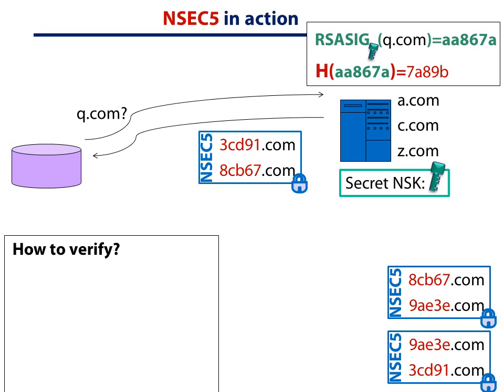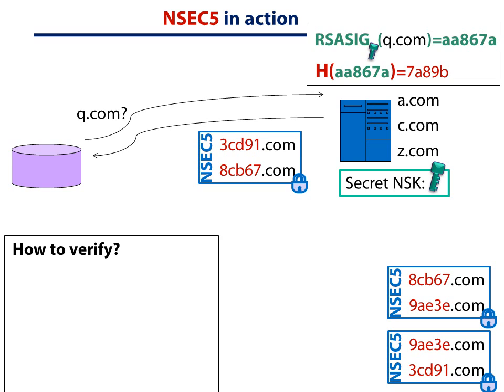And at this point, you should be very confused because it's not at all clear how the resolver should be able to verify this NSEC5 record. So how does this work? The problem is that with this NSEC5 record, he needs to check that q.com really falls between the 2 values in the NSEC5 record, but he has no idea how to compute the hash because he doesn't actually have the secret key.